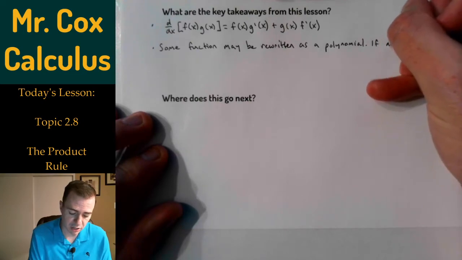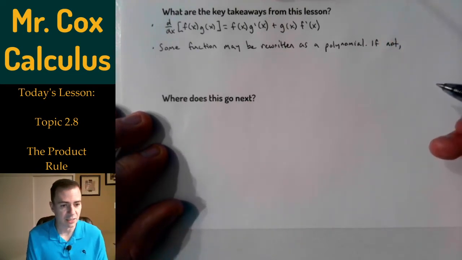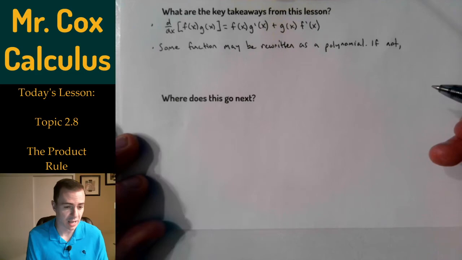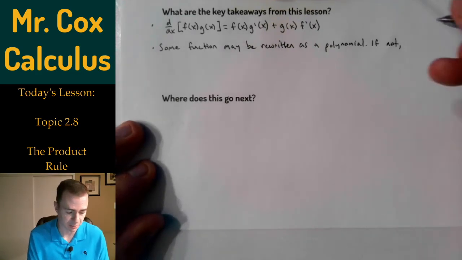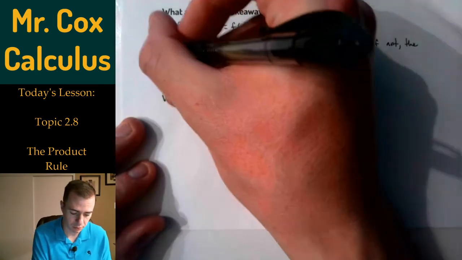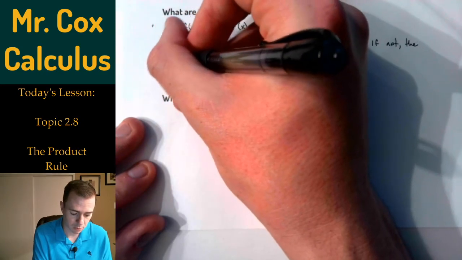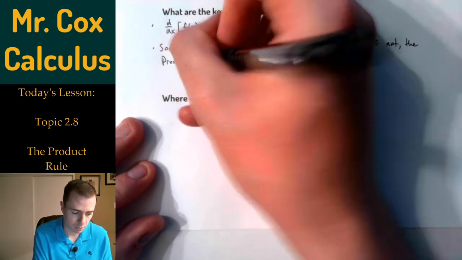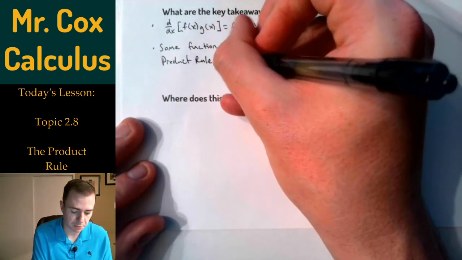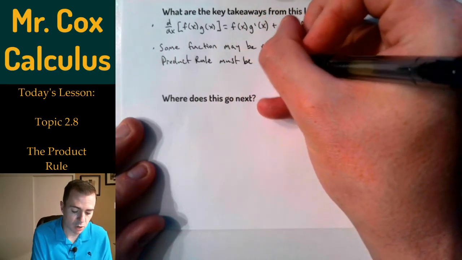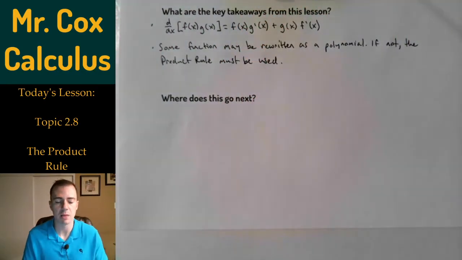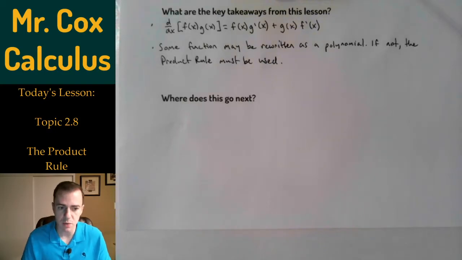However, if a function cannot be rewritten as a polynomial, like when we looked at the function x squared times the sine of x, then the product rule must be used. If you can rewrite a function, that's fine, but if not, if it's given to you as a product, you have to use the product rule if there's no kind of polynomial rewrite for that particular function.